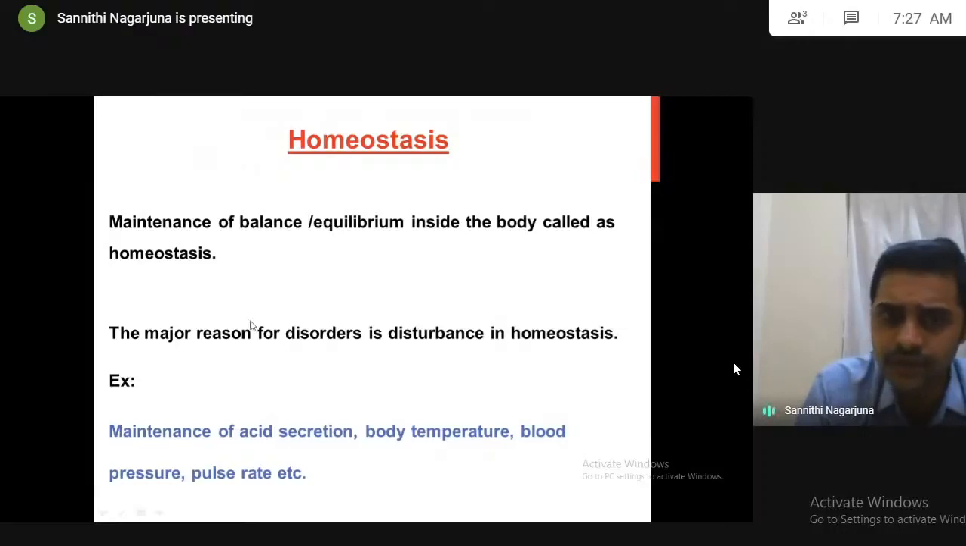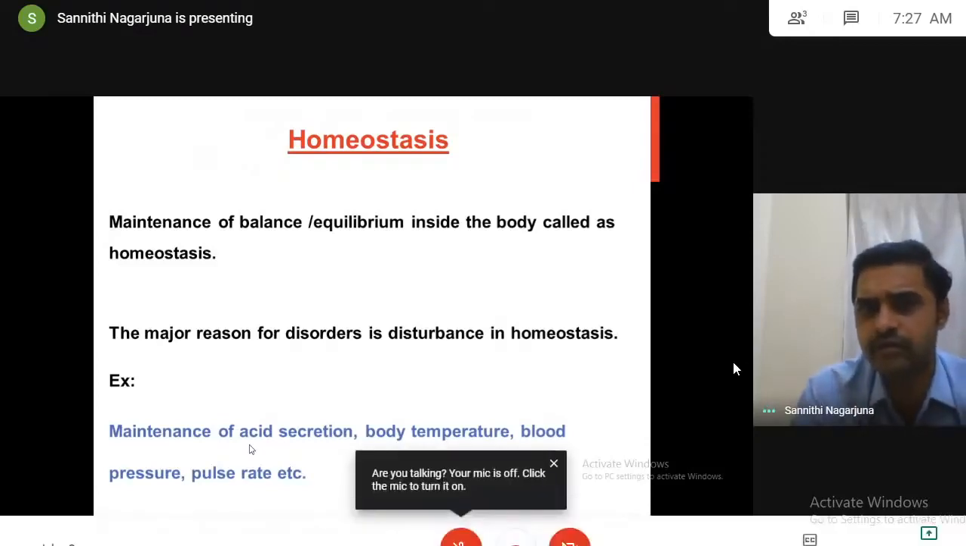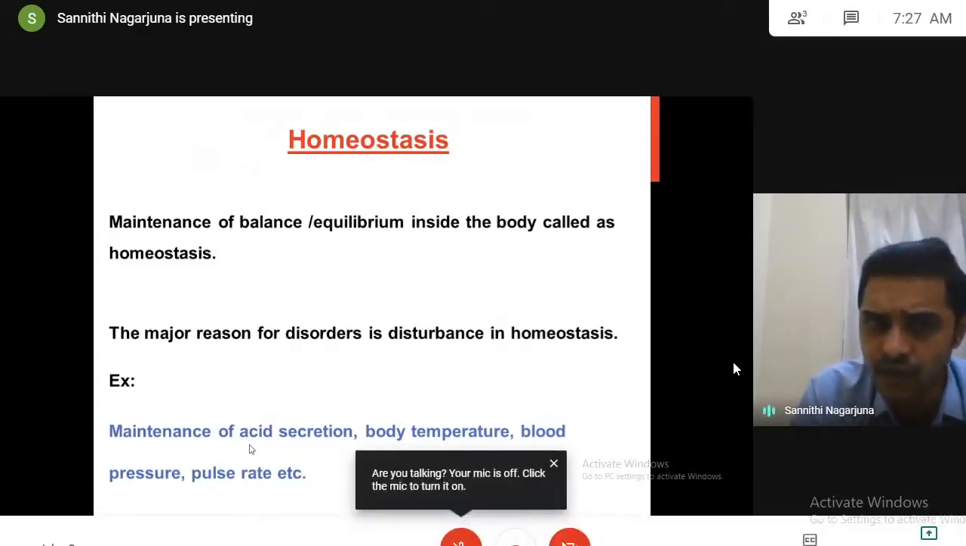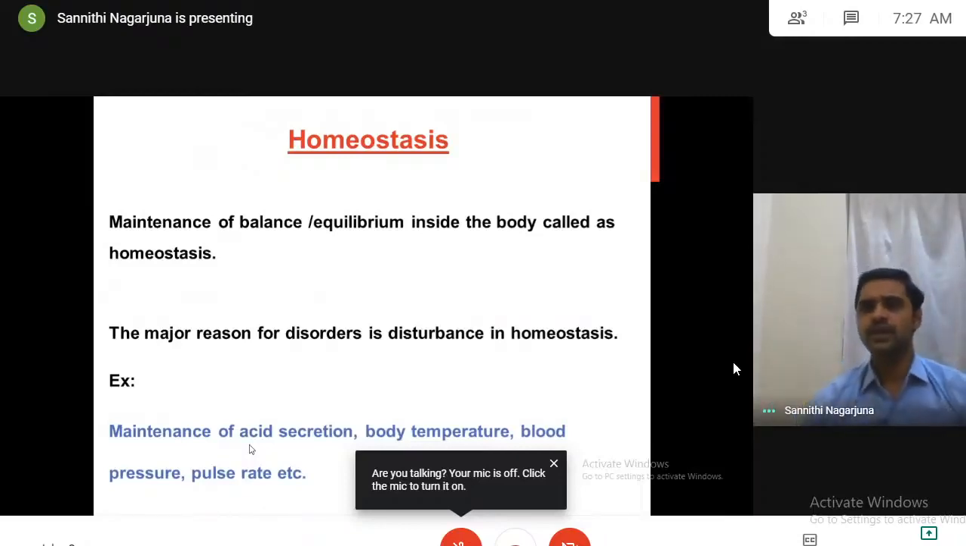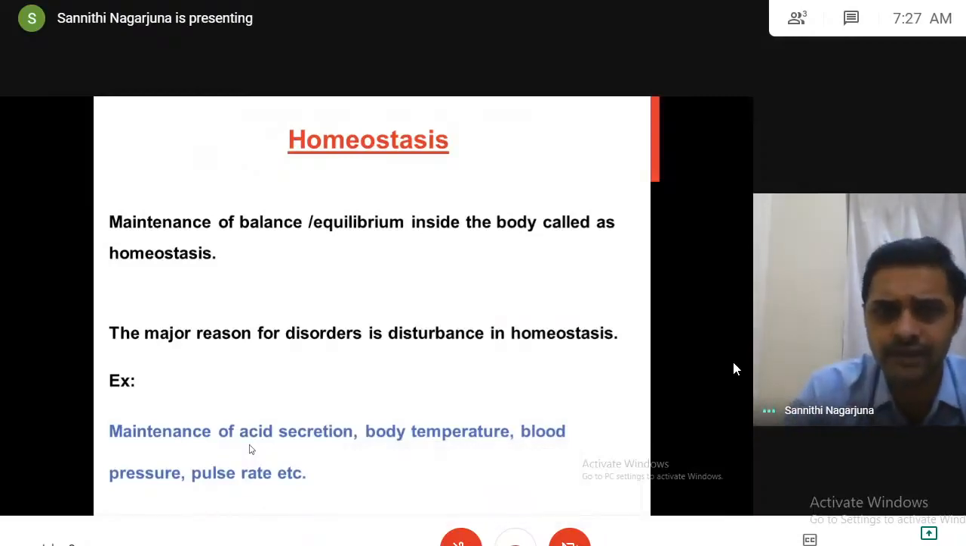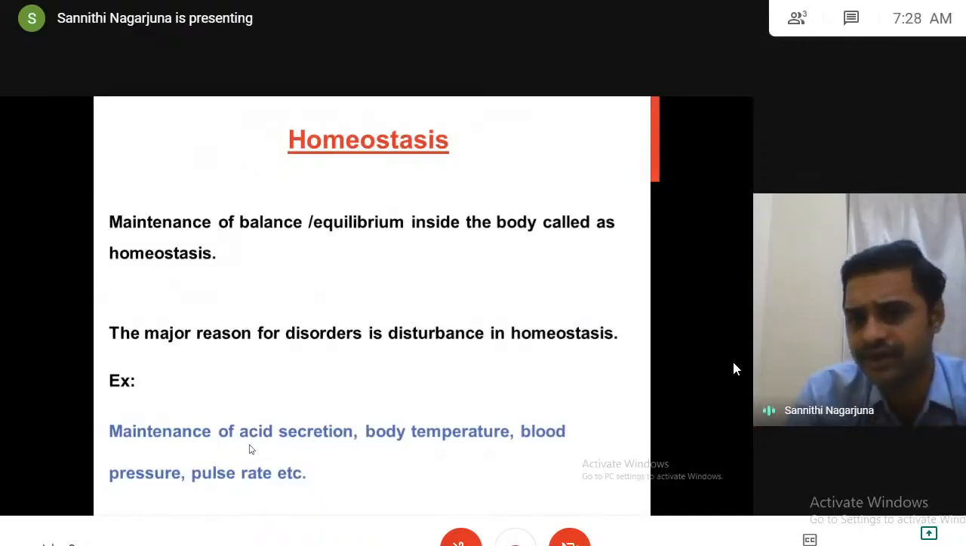So what are the examples of homeostasis? So many things, right? Maintenance of acid secretion, maintenance of blood glucose, maintenance of blood pressure, maintenance of pulse rate, maintenance of body temperature, maintenance of fluid and electrolyte balance. This is all called homeostasis. Our body has several systems which mutually adjust themselves and maintain the balance. As long as you have homeostasis, the individual cannot develop any disorders. But disorders come when there is a disturbance in the homeostasis.